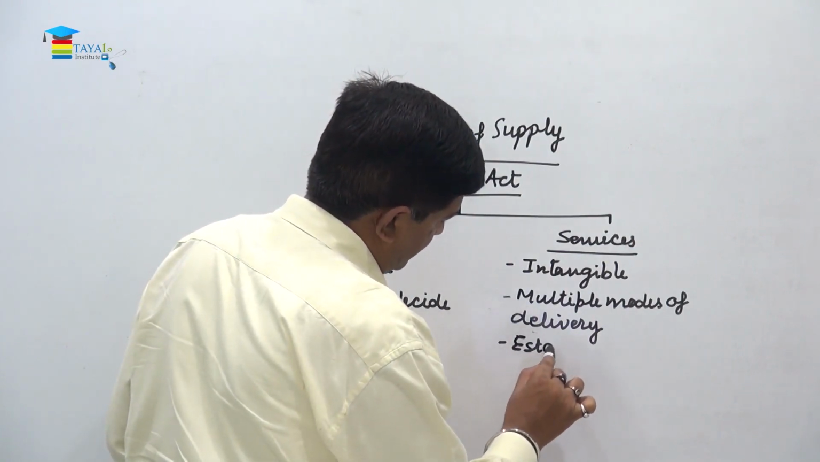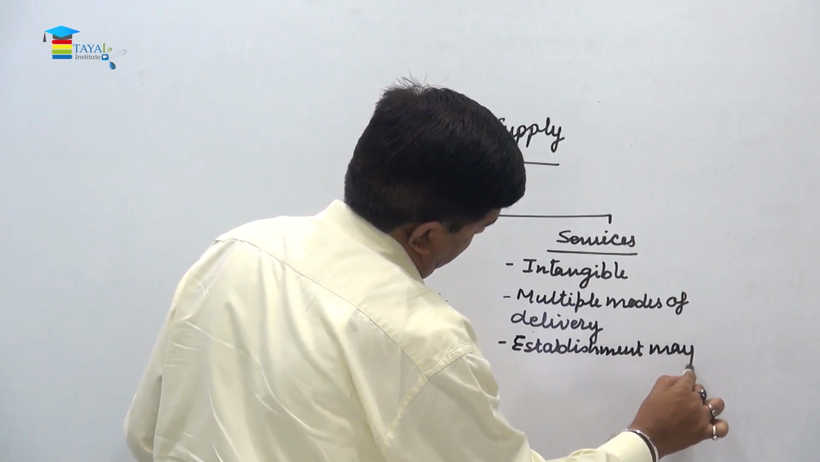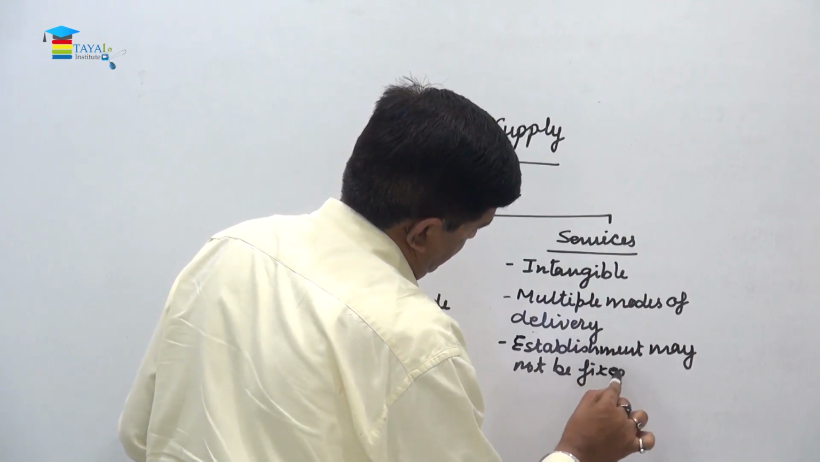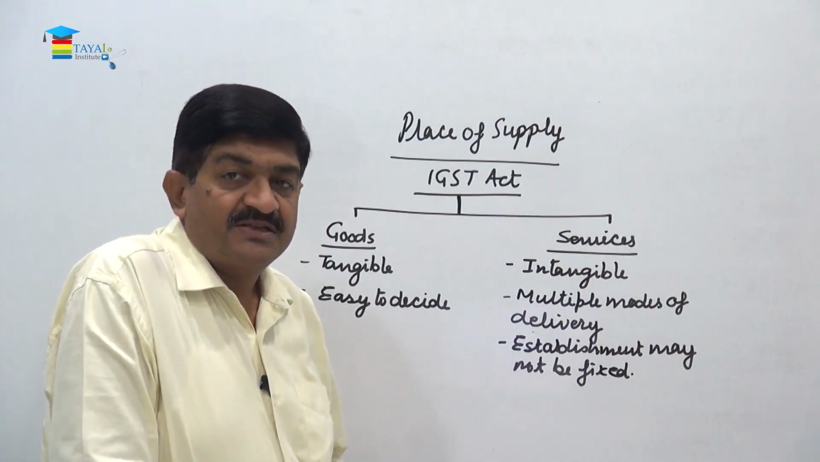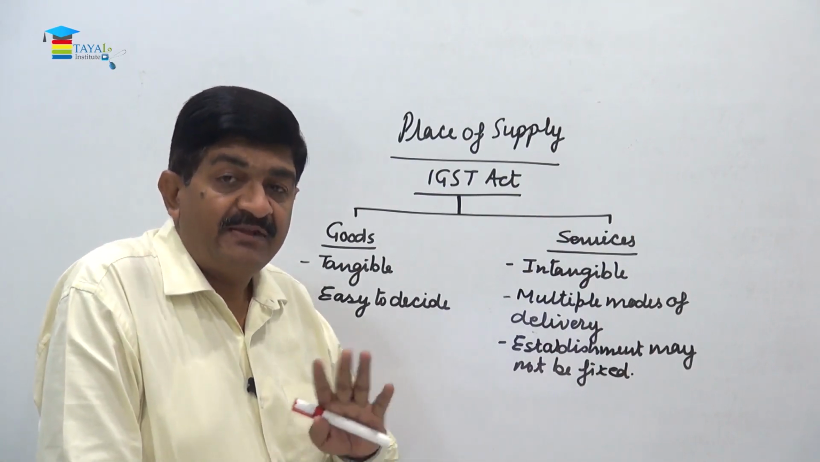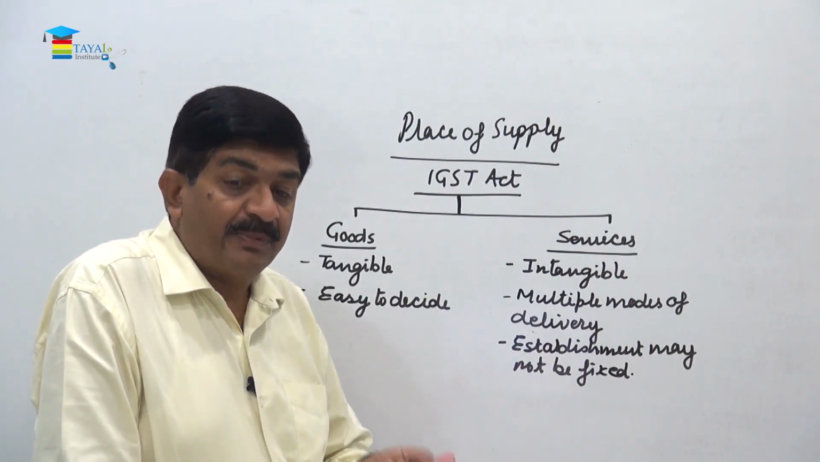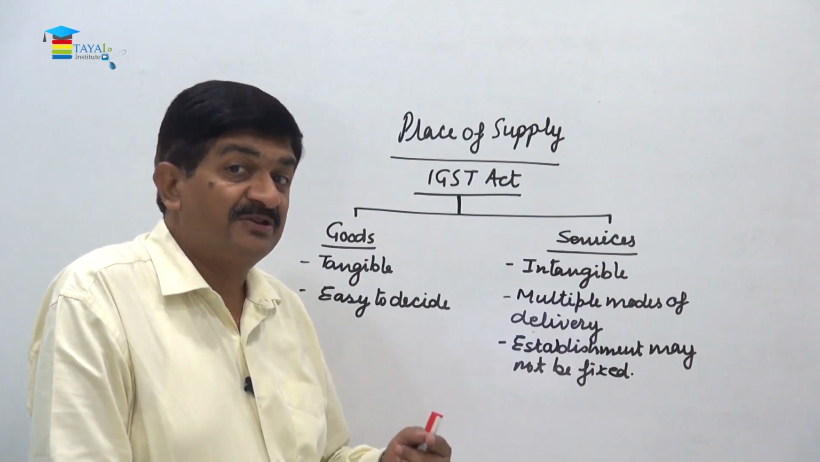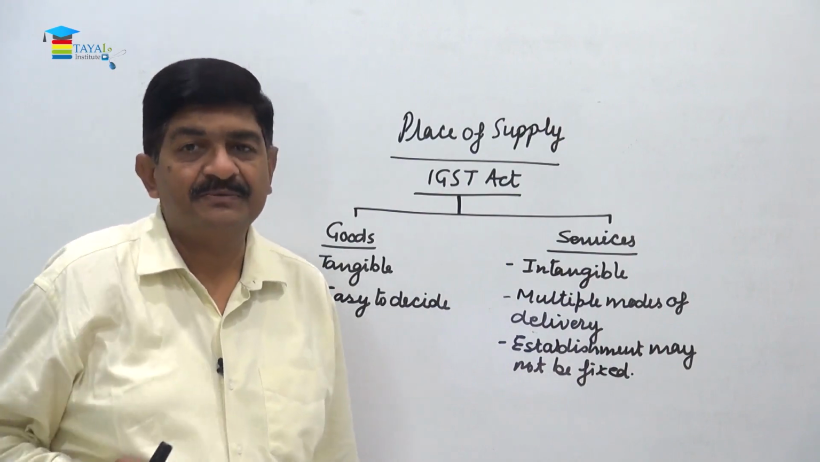Establishments may not be fixed. Suppose a photographer supplying services relating to photography, but only in relation to events, doesn't have any fixed establishment, operating from home. And the places where he is providing services keep on changing on a day-to-day basis. Which is the place of supply? So in case of services, this becomes a little more complicated, right?